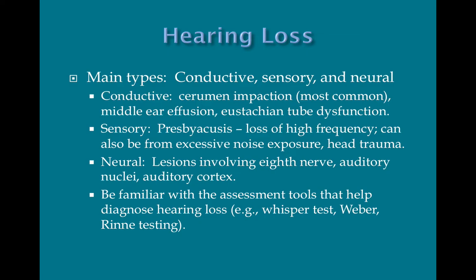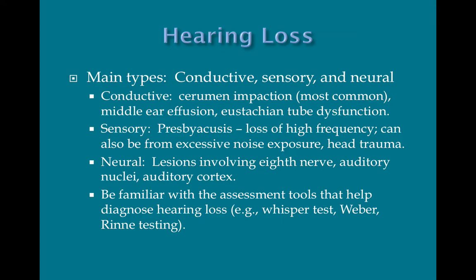The main types of hearing loss are conductive, sensory, and neural. A conductive loss is just as it sounds, that there's problems with sound being conducted through the tympanic membrane. The most common reason for this is usually cerumen impaction, but middle ear effusions and eustachian tube dysfunction can also be causes of a conductive hearing loss.